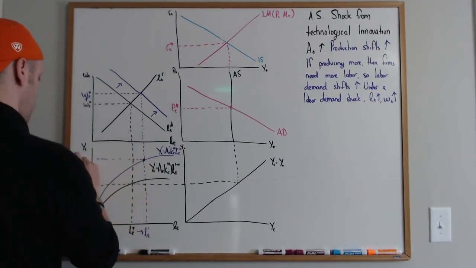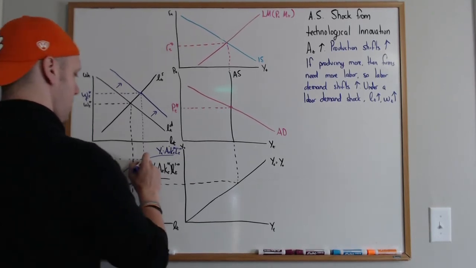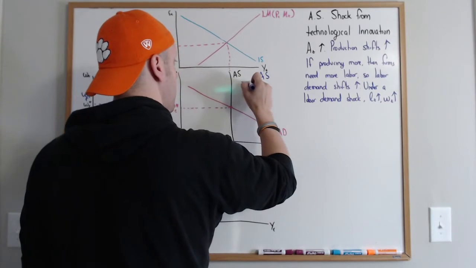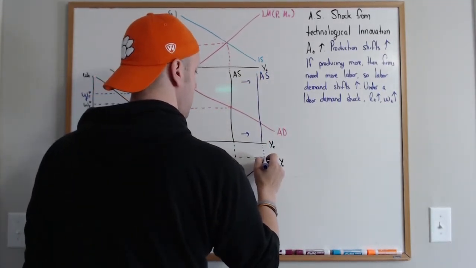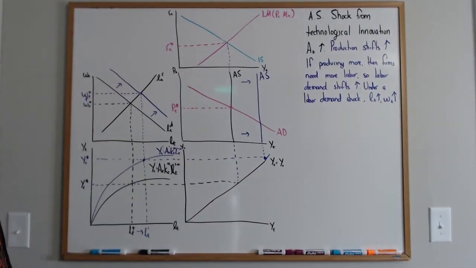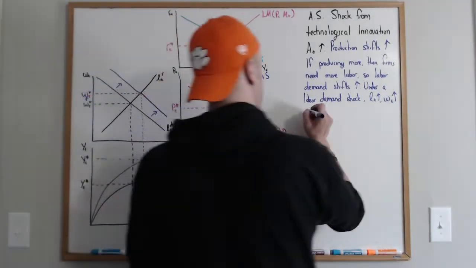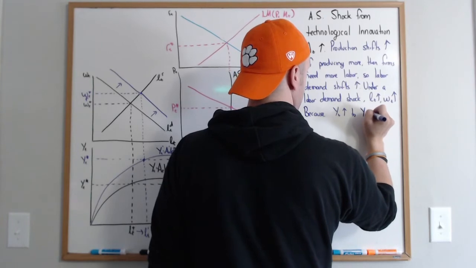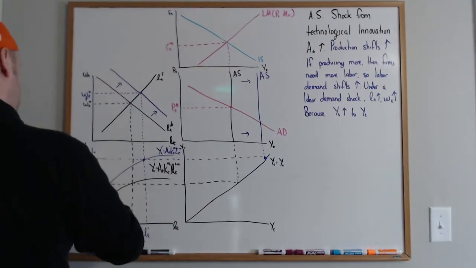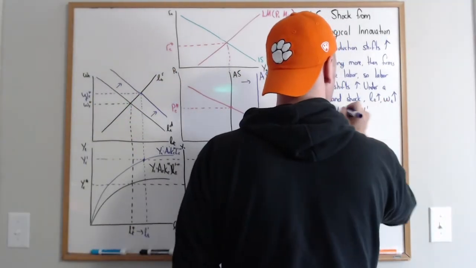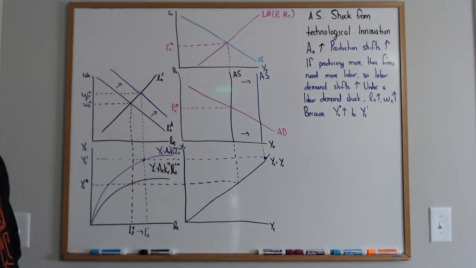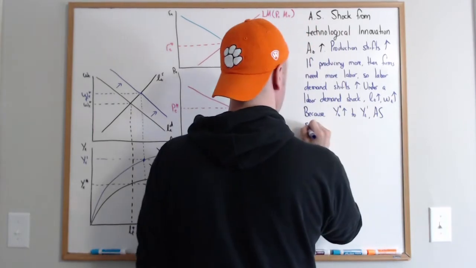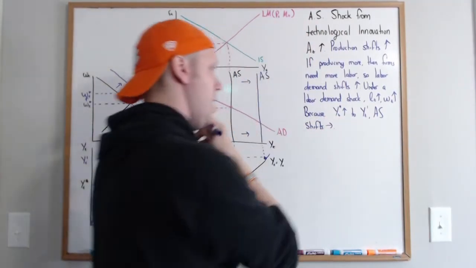Now we're producing at a new level of output, Y star, which means aggregate supply shifts out. So aggregate supply shifts to the right. Y star, I'll call this Y prime because we already had Y star. So I'll say Y star increases to Y prime. Aggregate supply shifts to the right.